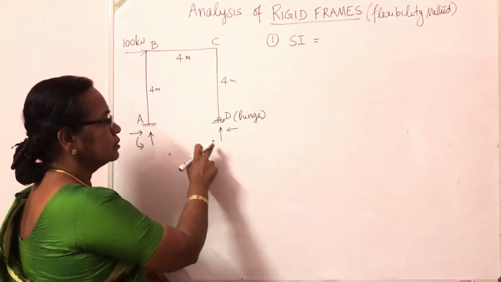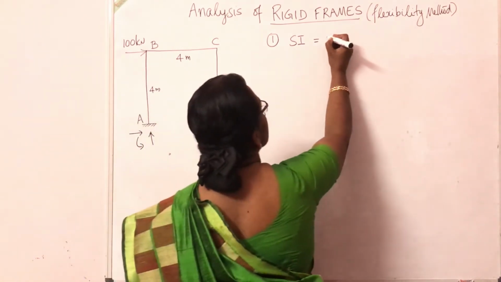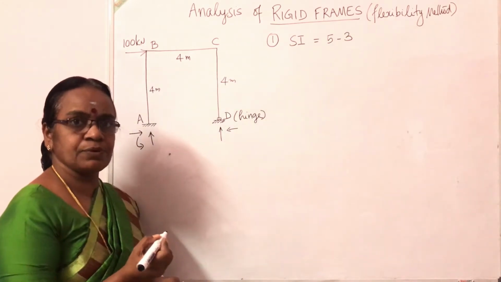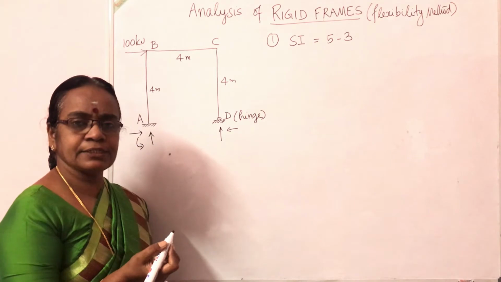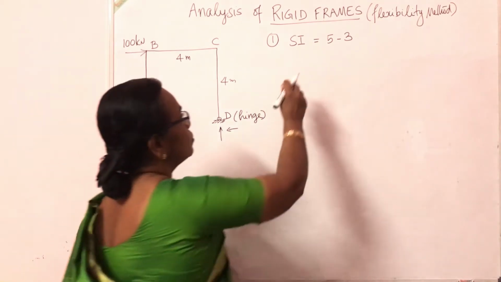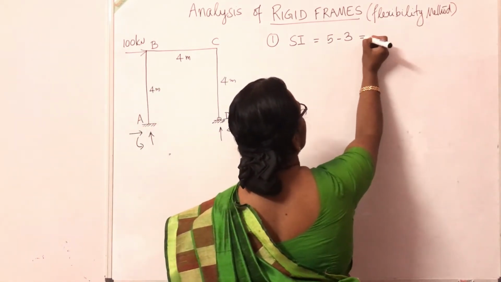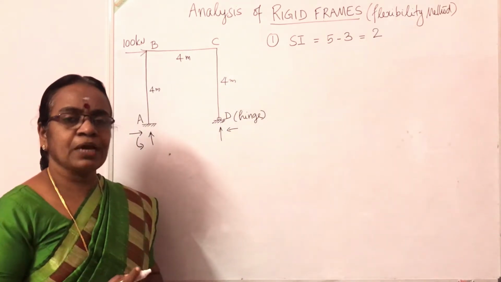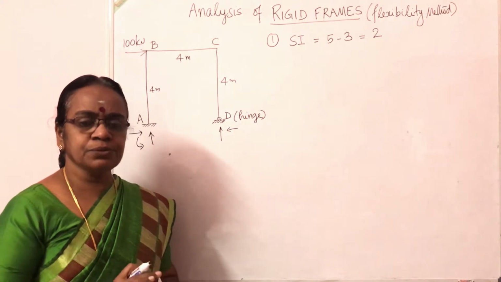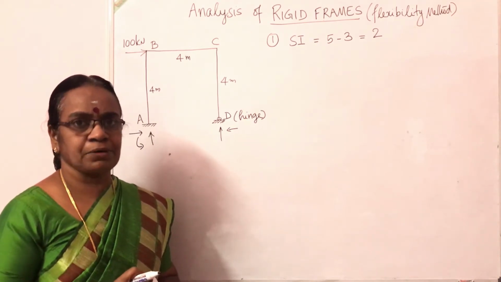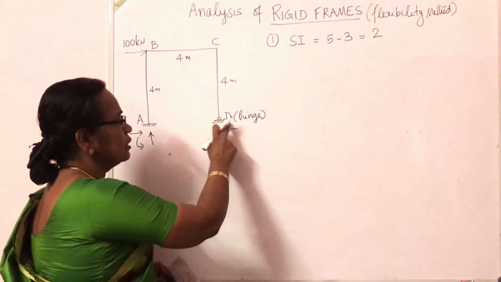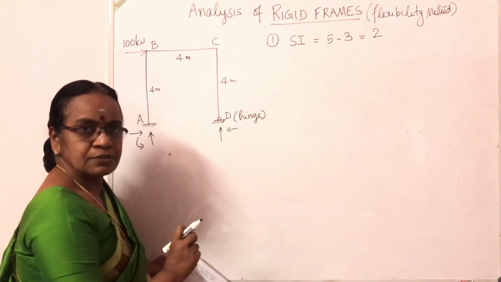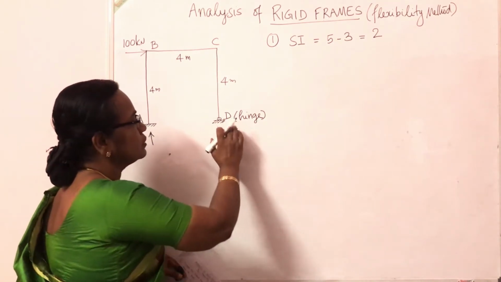So, altogether, 3 plus 2, 5 unknowns, minus the three equations of equilibrium. For frames, we have to consider all three equations: sigma V equal to 0, sigma H equal to 0 and sigma M equal to 0. So, 5 unknowns minus three equations of equilibrium, static indeterminacy is equal to 2. So, we have to release any two redundants and get the primary structure. Here, I will release these two redundants. The vertical as well as horizontal reactions at D will be released, or I will remove this hinge.